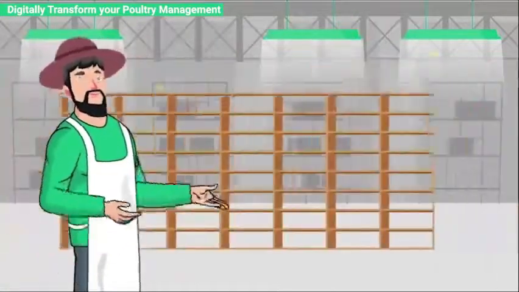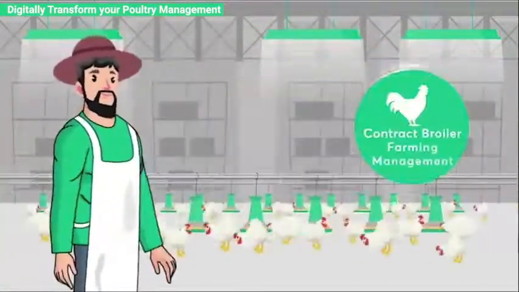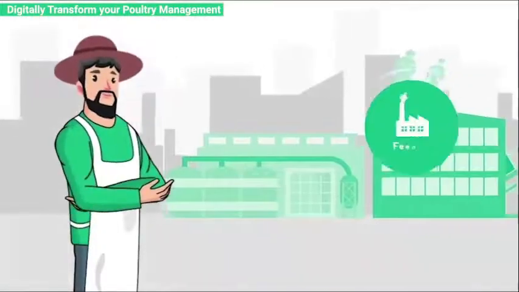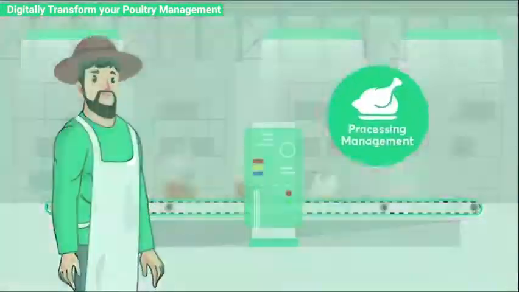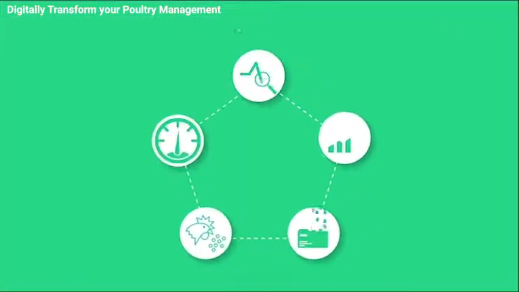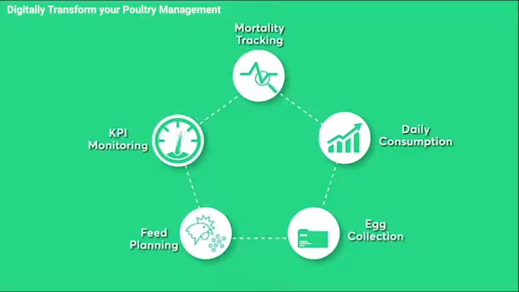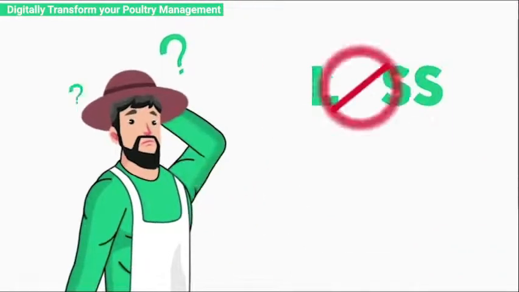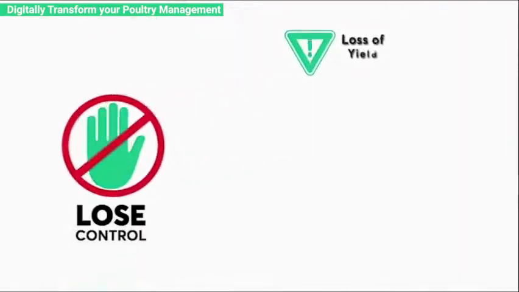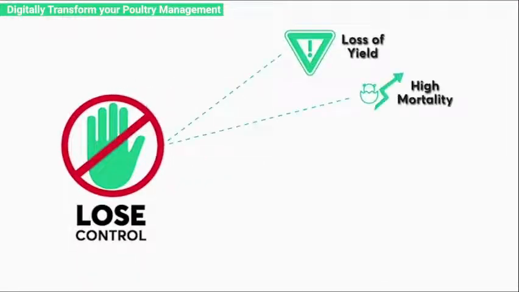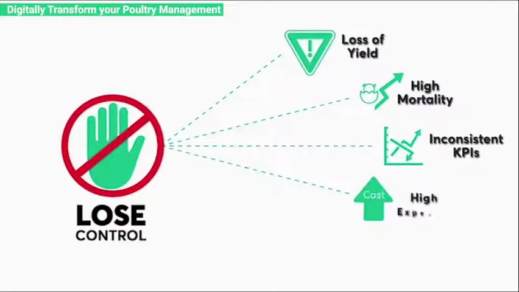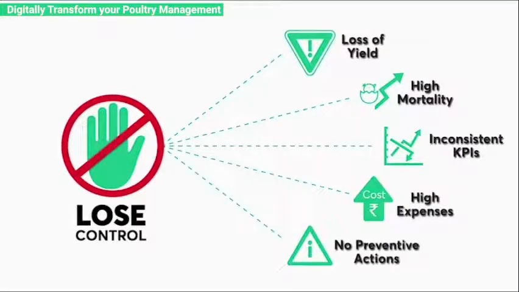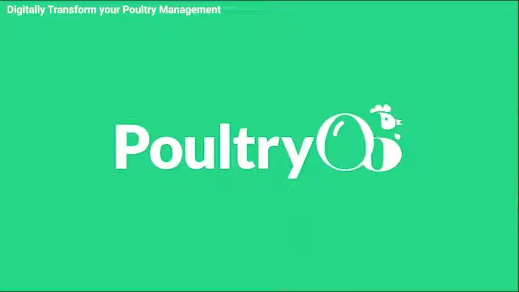Managing different but integrated poultry operations with multi-location farms is a difficult task. Each operation has a set of crucial activities. If not done properly, the business loses critical information. With the loss of information, you lose control, causing loss of yield, higher mortality, inconsistent KPIs, high expenses, and no preventive actions. Poultry OS helps you keep your business on track.